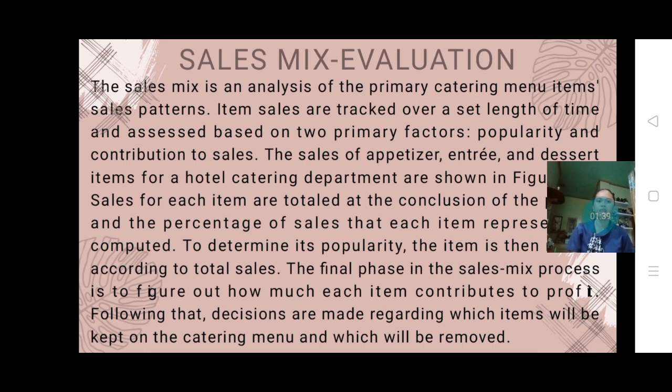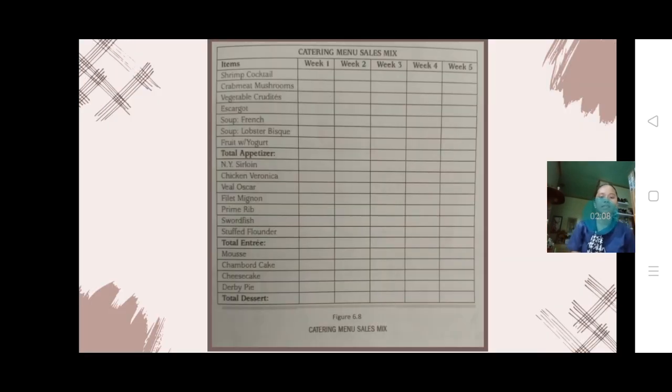For example, a hotel catering department might find that a particular appetizer is very popular but has a low profit margin due to high ingredient cost. This analysis would then suggest either adjusting the price or removing the item from the menu to focus on more profitable options. This is a catering menu sales mix table.